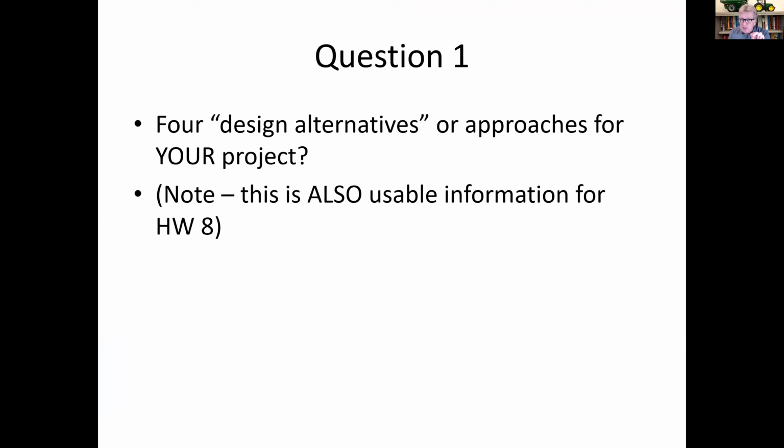You're also going to have some usable information, so you might want to copy this into another file someplace, because you can also use these same 4 design alternatives for homework number 8. Homework number 8 is about safety, and one of the things that we ask you to do in the safety-related assignment is to look at the safety issues connected to 4 different alternative design approaches. So I'm going to give you just a minute to do that, and then come on back.